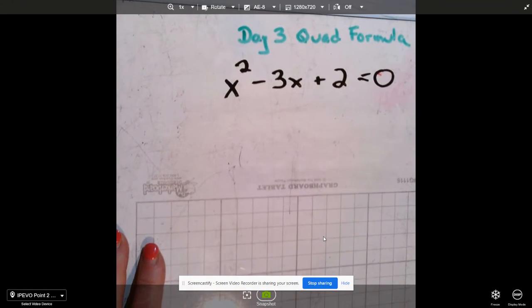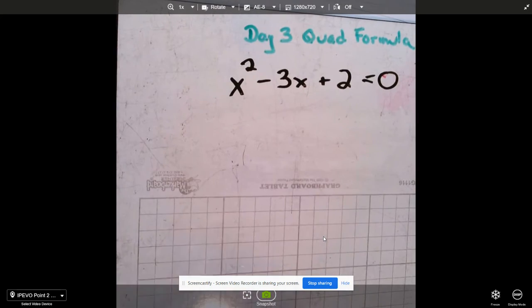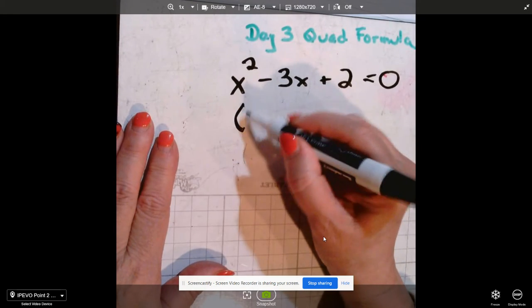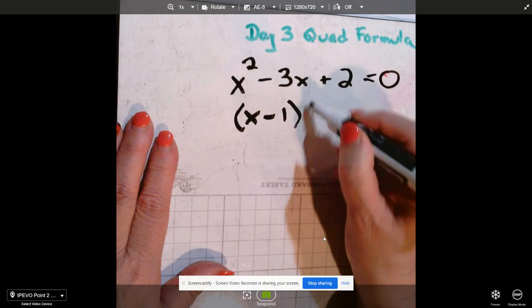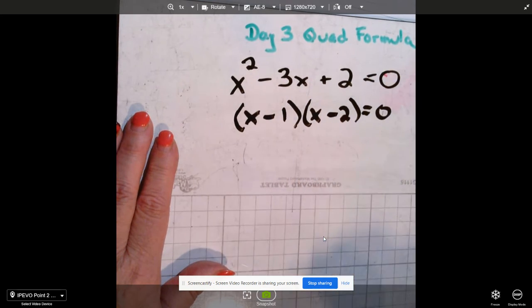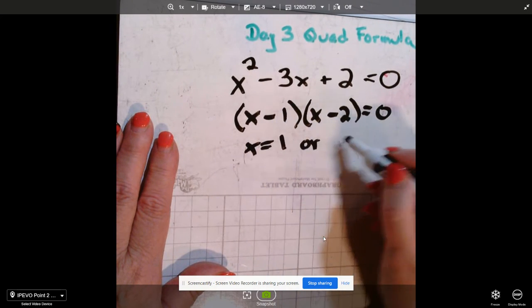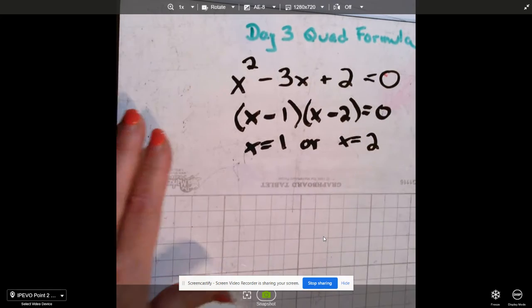All right, so I'm going to do a short video on the quadratic formula. So here you have a quadratic equation, and this one you actually can factor. If you wanted to factor this one, it would factor into x minus 1, x minus 2. And you can see that if I solve this, x would equal 1 or x would equal 2.